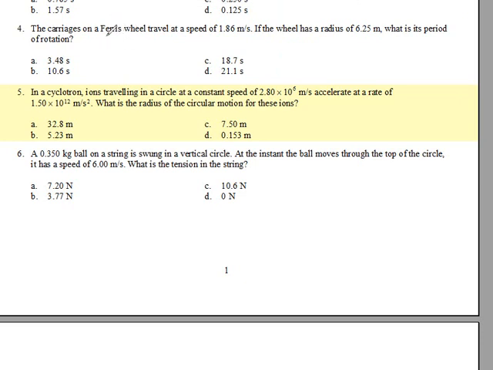Okay, carriages of a Ferris wheel travel at 1.86 meters per second. So again, a Ferris wheel is a big circle, and they say that the cars on it are going around at 1.86 meters per second. That's a velocity. And the wheel radius is 6.25 meters. And again, they ask for the period. Well, same formula as before will help us here.